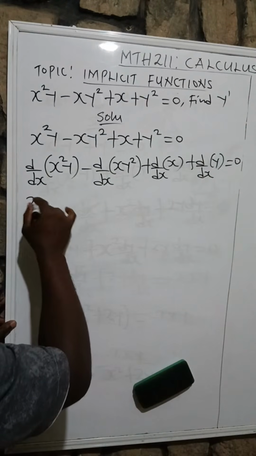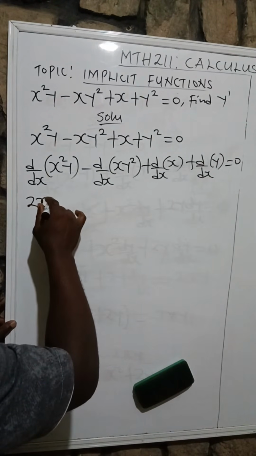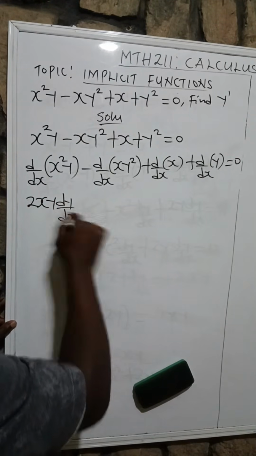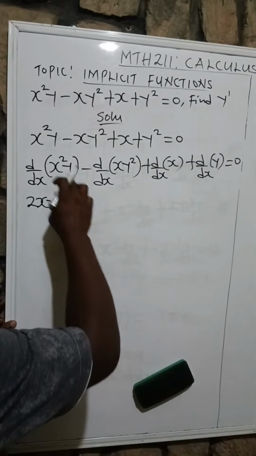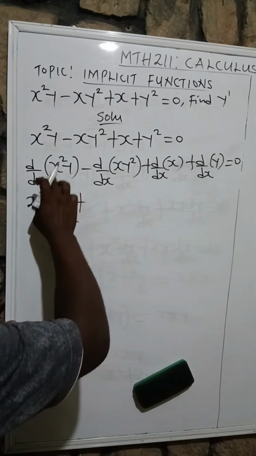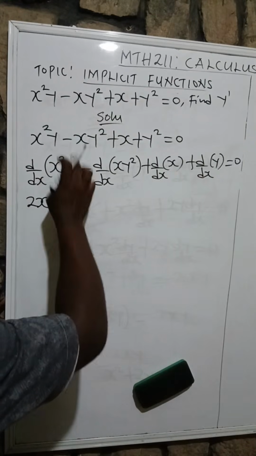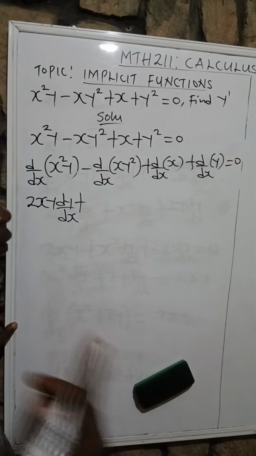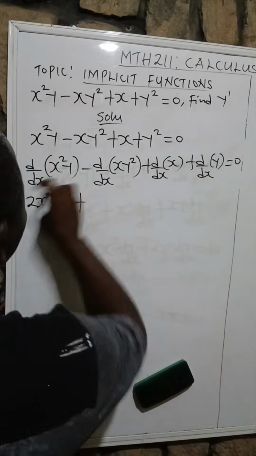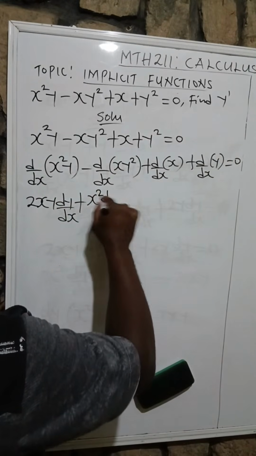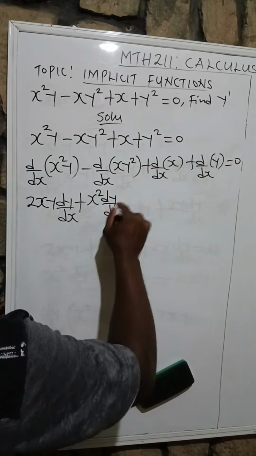We have 2xy dy all over dx, then plus whole y times x squared. Then differentiate y. To differentiate y, you have 1, so if you multiply by x squared, you have x squared dy all over dx.